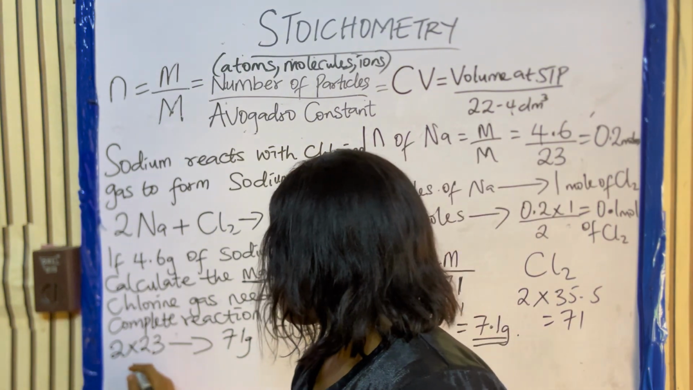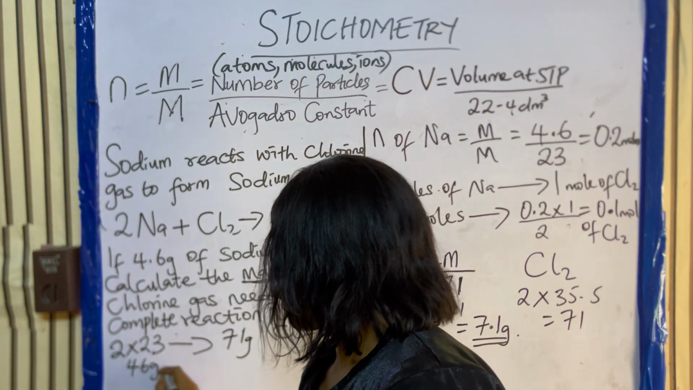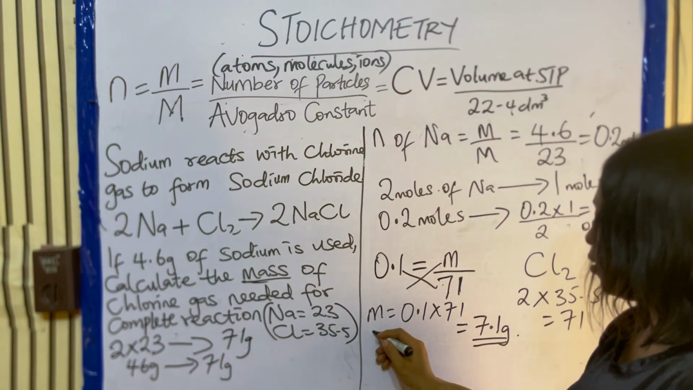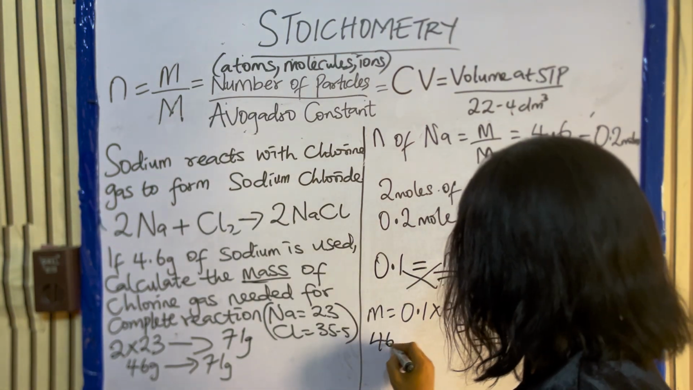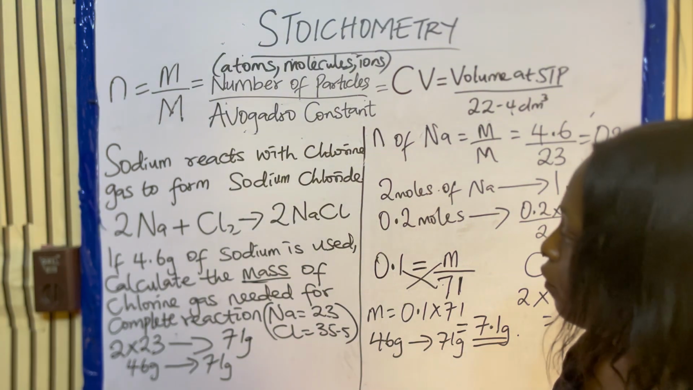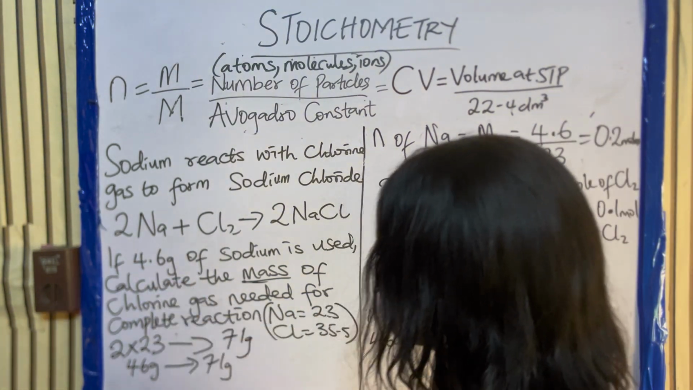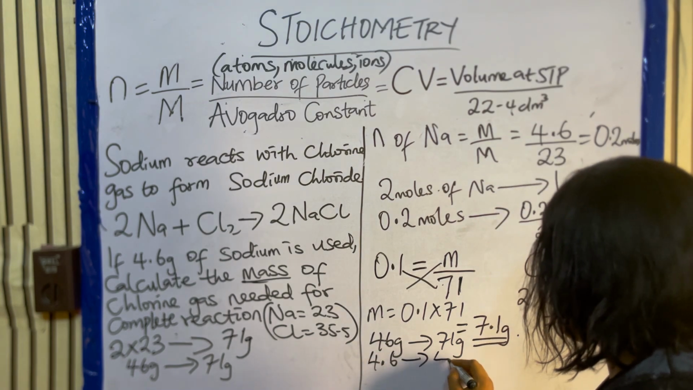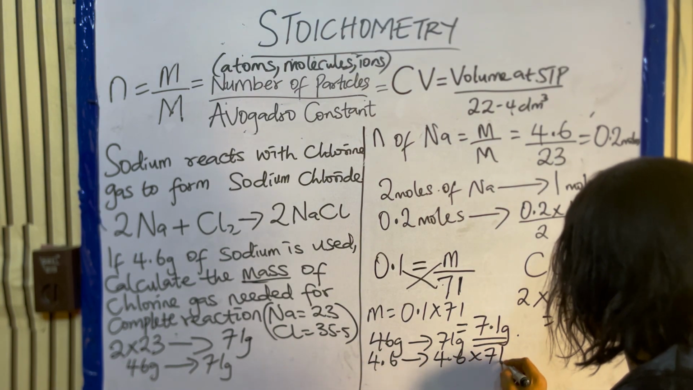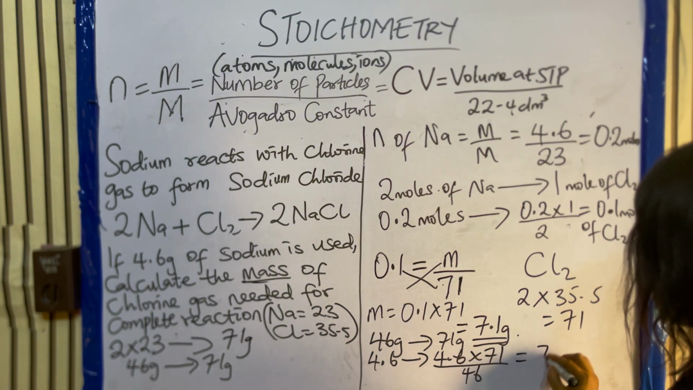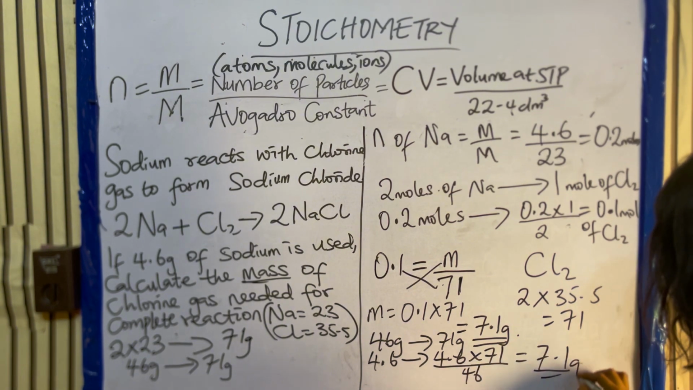So this times this will give us 46 gram is equal to 71 gram. So coming here, 46 gram is equal to 71 gram. Therefore, from what we have here, 4.6 gram will now give us what? Will give us 4.6 times 71 all over 46. When you solve it, it's going to give us 7.1 gram.